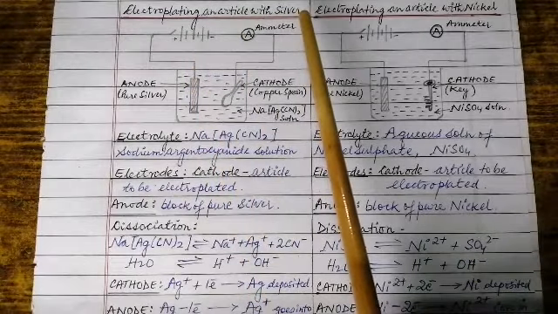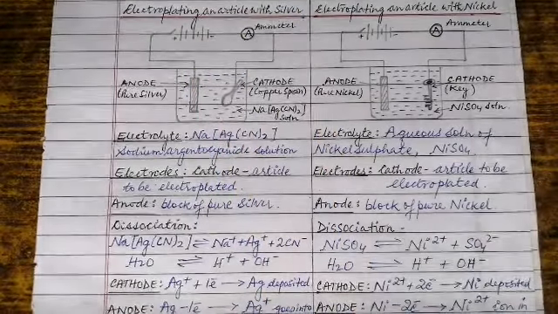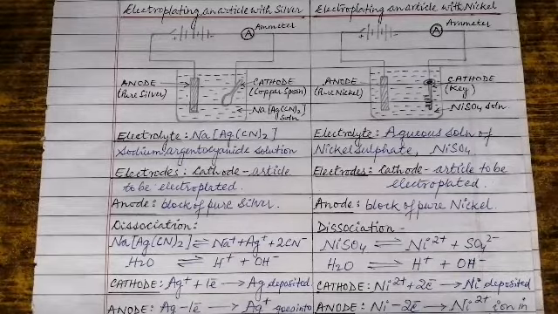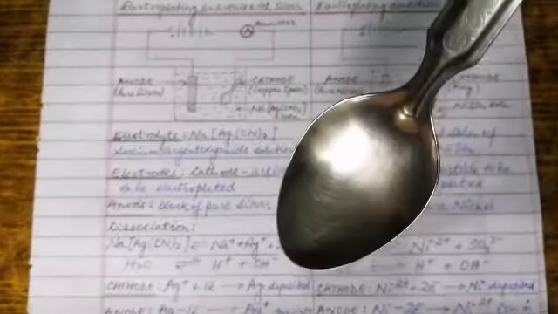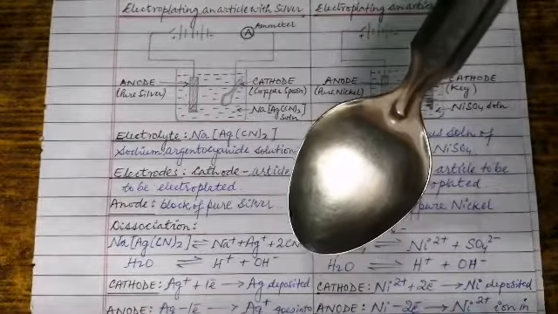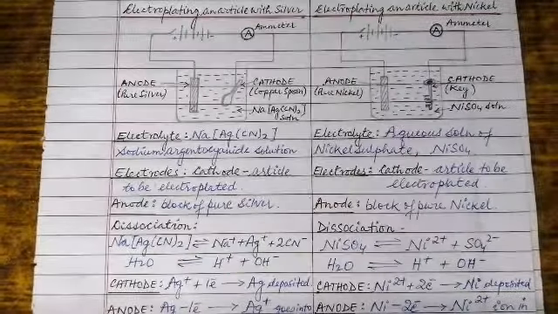Electroplating an article with silver. Let's say you have taken a spoon. So you're going to electroplate an article, for instance, a copper spoon or maybe an aluminium spoon. With what? With silver.